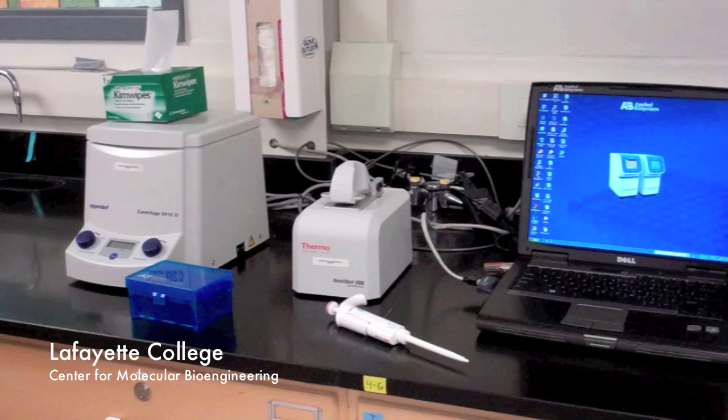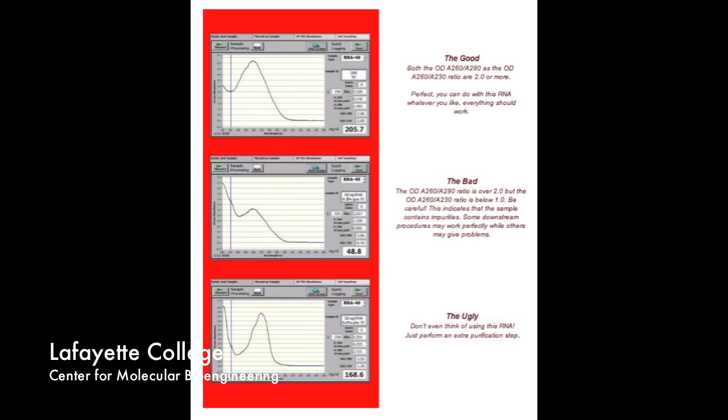In this video, you will learn how to troubleshoot the RNA quantification process using a Nanodrop 2000 spectrophotometer. Many of the graphs and information used in this video were taken from biomedicalgenomics.org. For further information, please see this site.